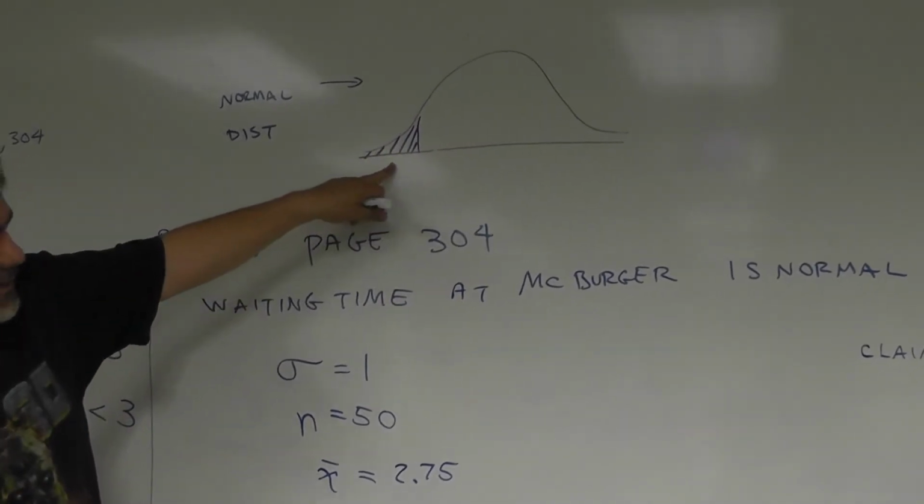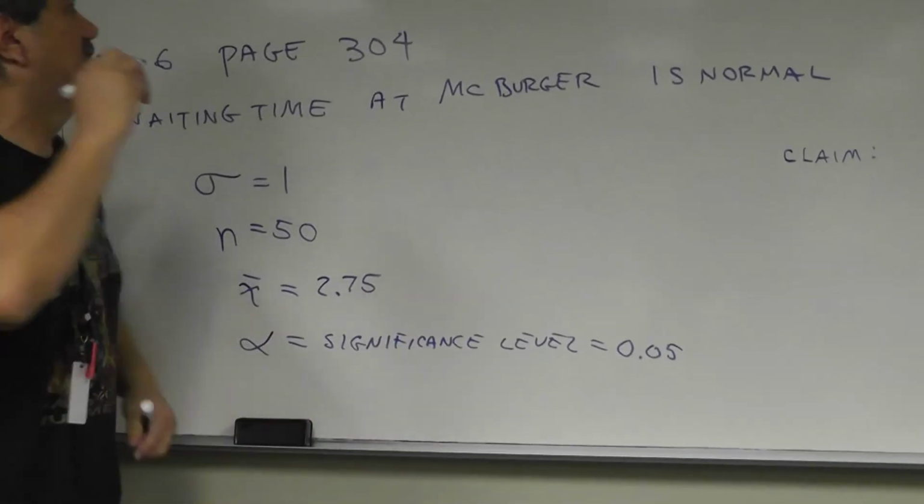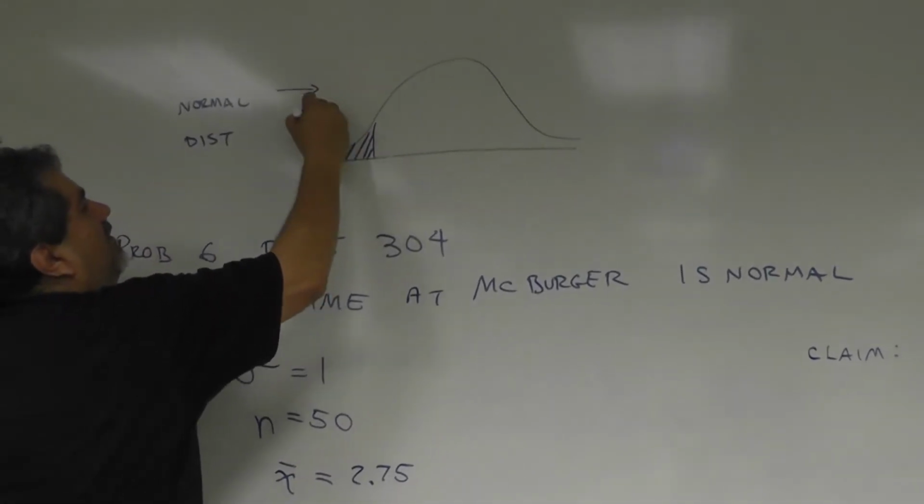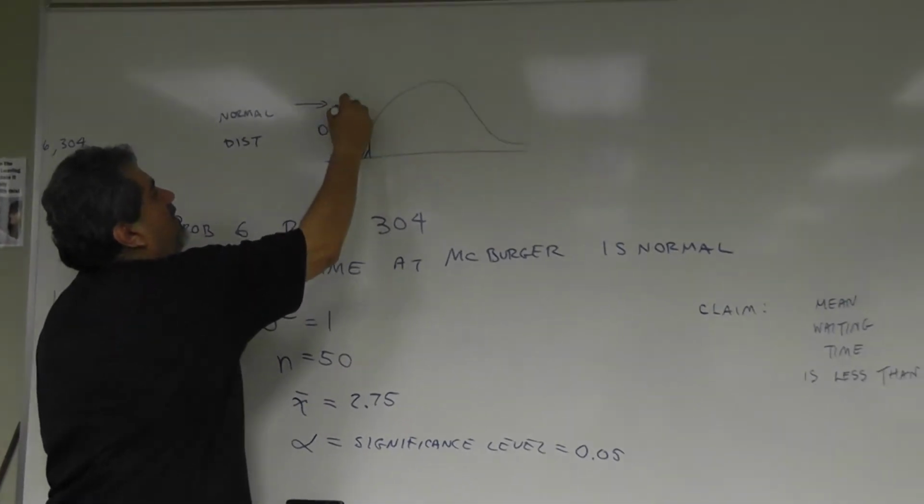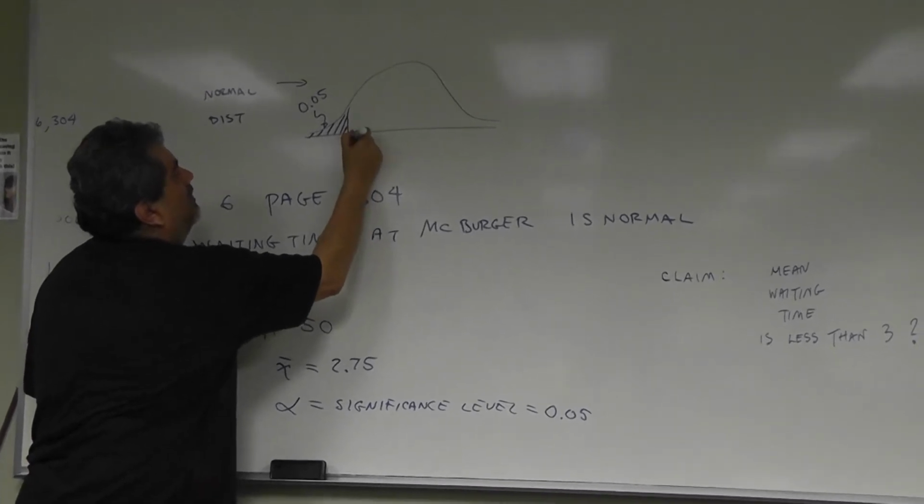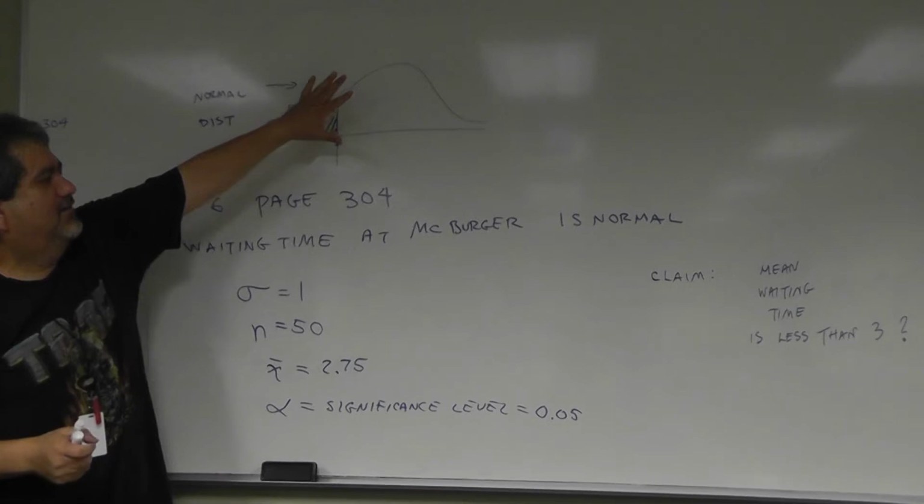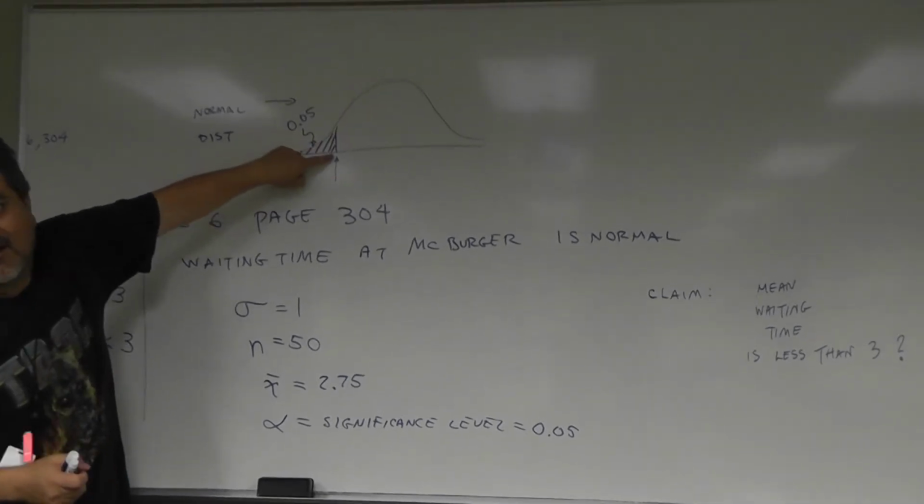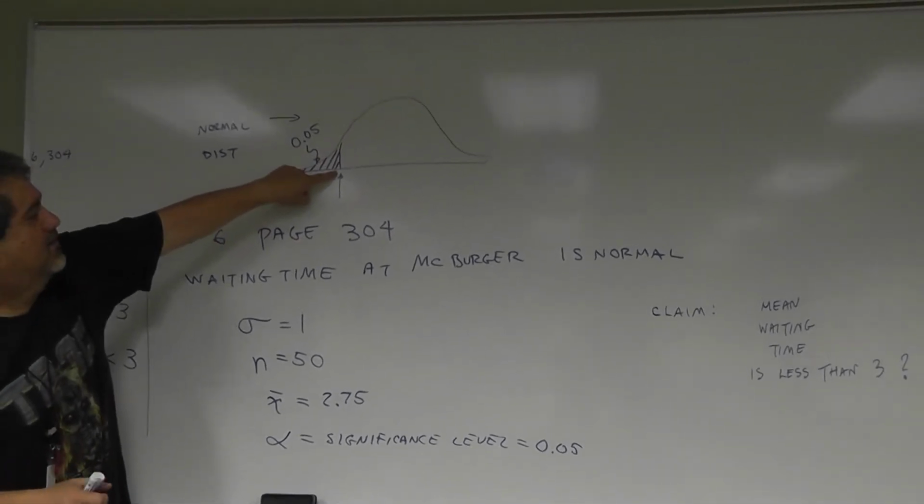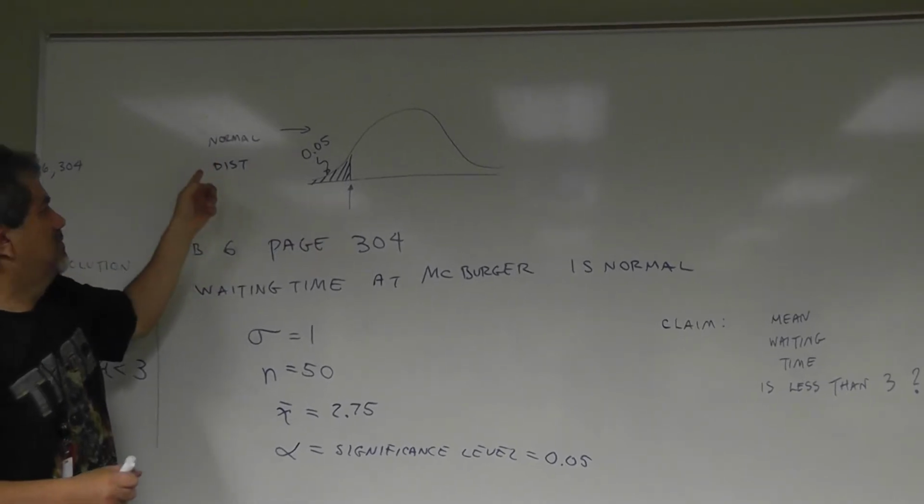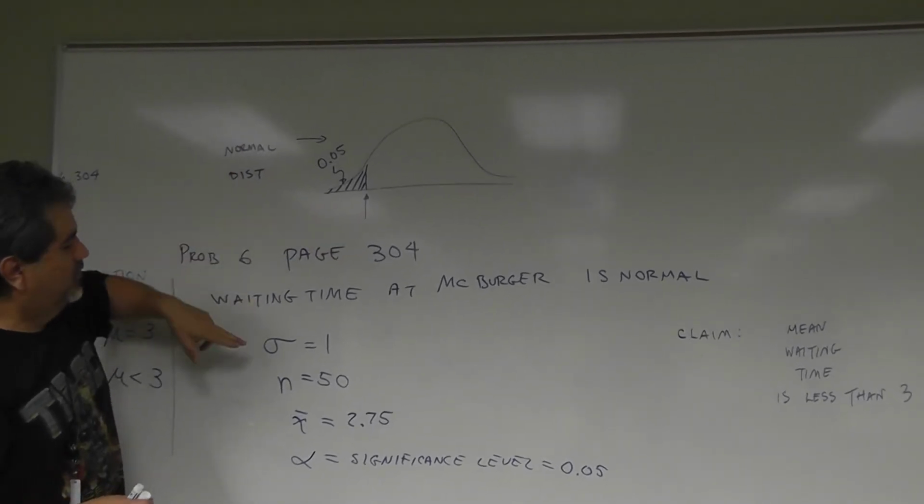Now this area is determined by the significance level, right? So it will be 0.05. And you have to find this cutoff. The second step implies that you need to find this cutoff. This is called the significance level. Now, remember this is normal because we know sigma.